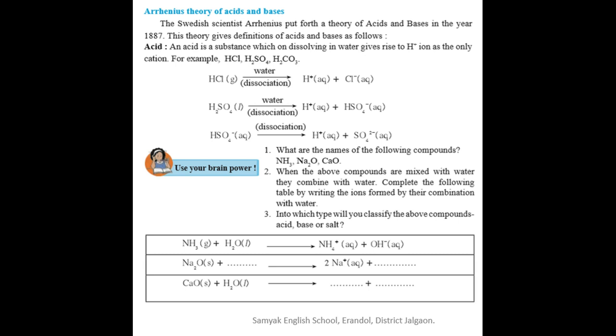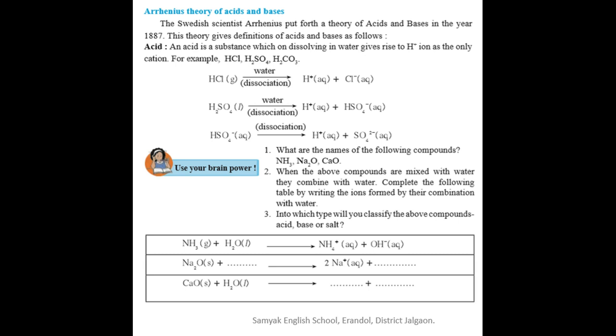Now let's move on. What are the names of the following compounds? NH3, that is ammonia, Na2O, sodium oxide, and CaO, calcium oxide. When the above compounds are mixed with water, they combine with water. Complete the following table by writing the ions formed by their combination with water. Into which type will you classify the above compounds: acid, base, or salt? All three are bases. These are basic compounds. Now you can easily complete the table.